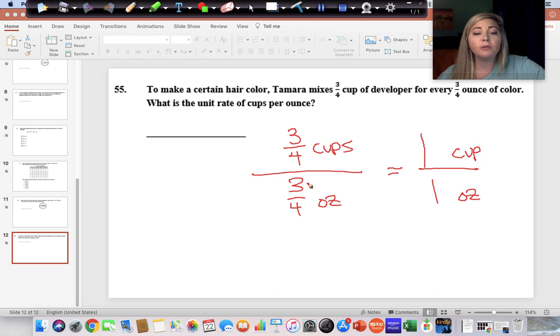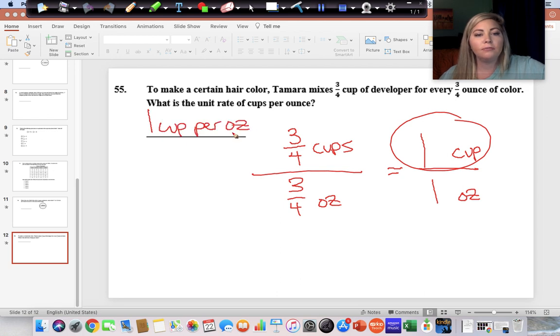If these were the same here, then they're going to be the same over here. Because whatever you multiply times 3/4 to get 1, you would have to do the same to the top. And if it's the same number, to get 1, you're going to be multiplying it by the same number. So our answer is 1 cup per ounce. And oz is the abbreviation for ounce, by the way.